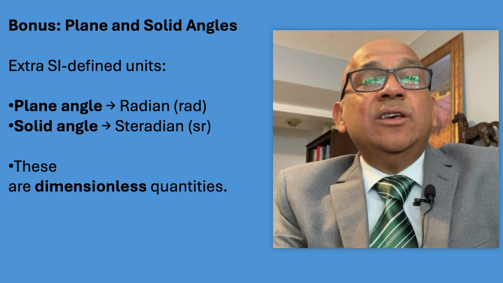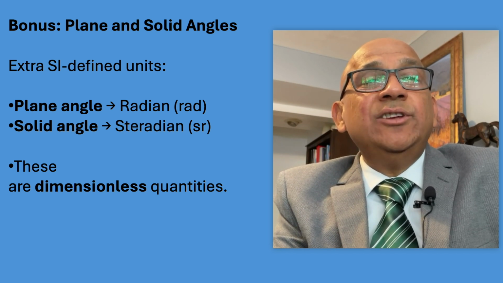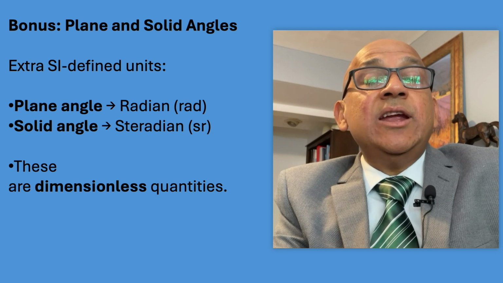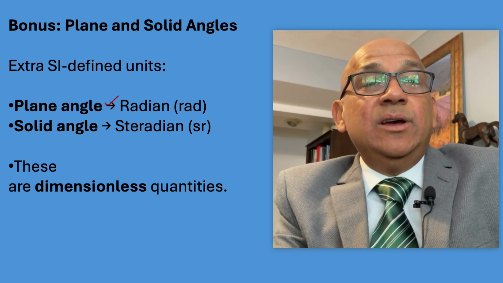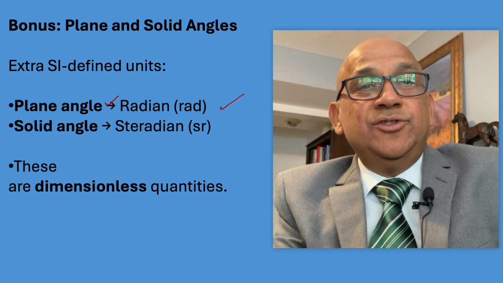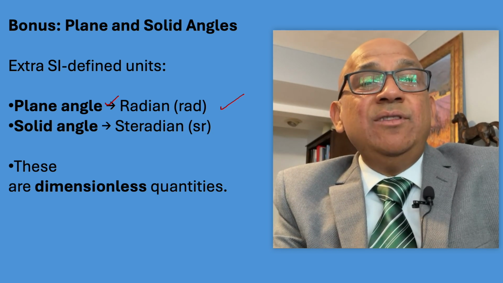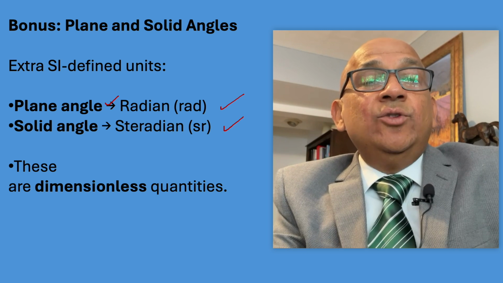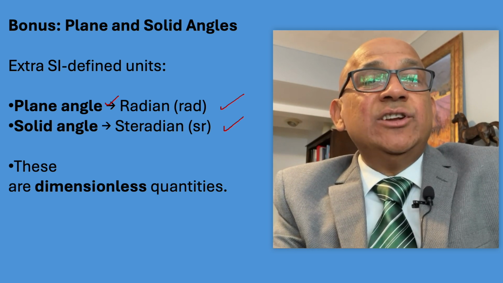In addition to these 7 units, there are 2 more units in the SI system. They are to represent angles. For plane angle, suppose in a plane you have an angle between 2 lines, you will use the radian, and for solid angle in a 3-dimensional system, that angle is used in the units of steradian. Both of these angles are dimensionless quantities.